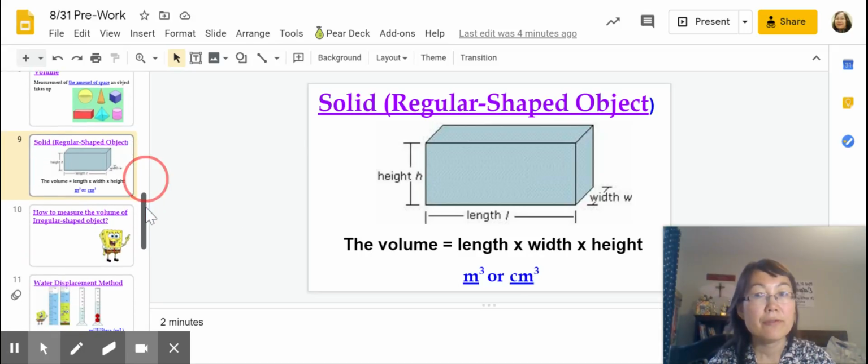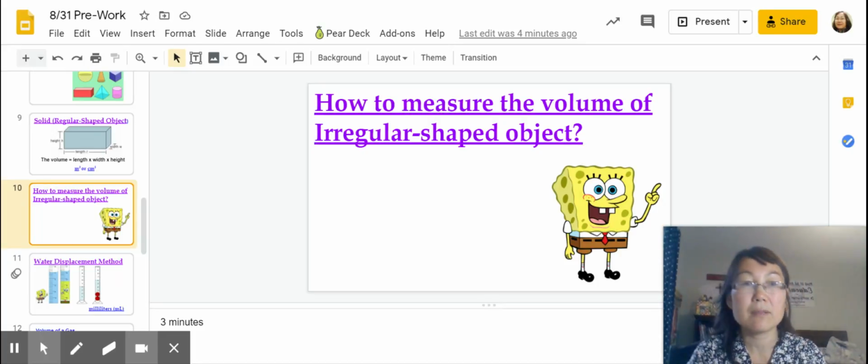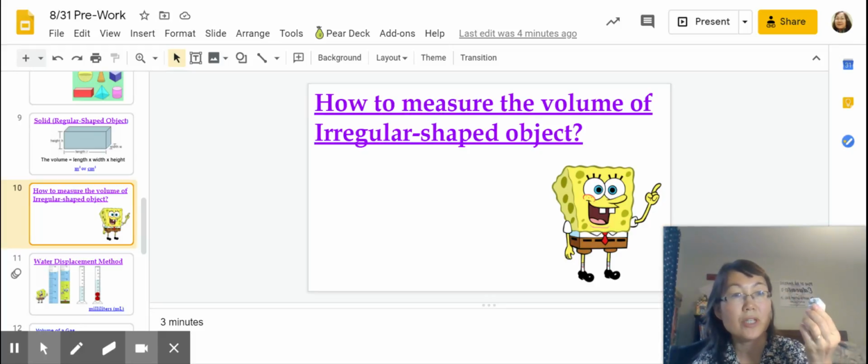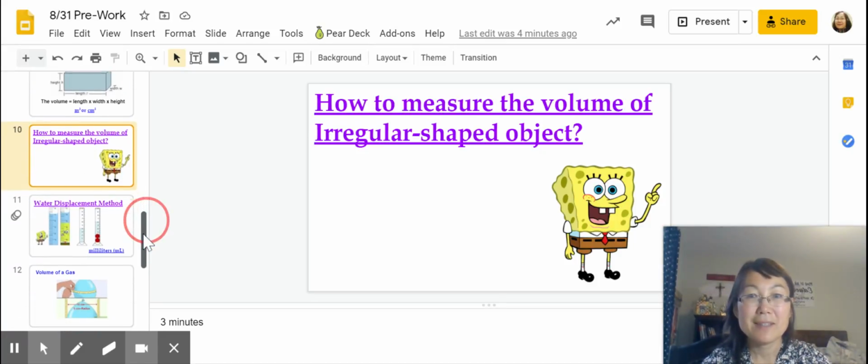Okay, and for an irregular shaped object, many things in the world are irregular shaped, like this paper clip, and even this charger. Okay, it's irregular shape. How are we going to measure it? How can we measure the volume of SpongeBob or even ourselves? How do we measure it?